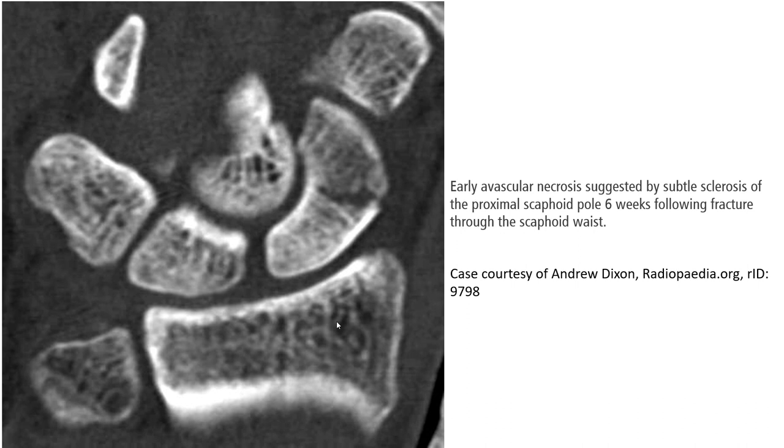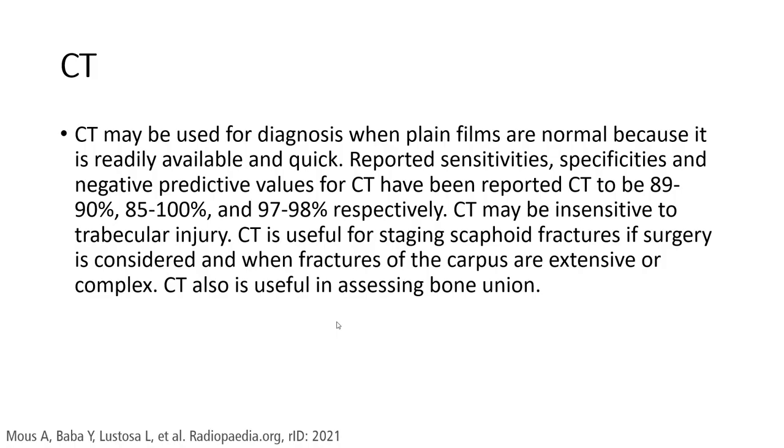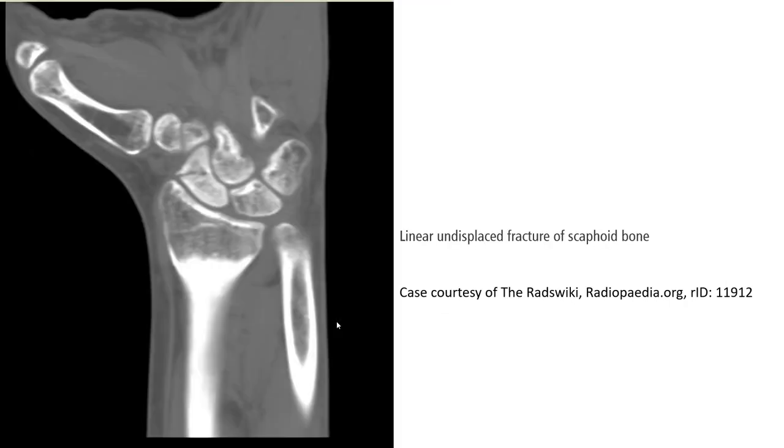This is an example of CT, showing early avascular necrosis suggested by subtle sclerosis of the proximal scaphoid following fracture through the scaphoid waist. Another case, we can see the linear undisplaced fracture of the scaphoid.